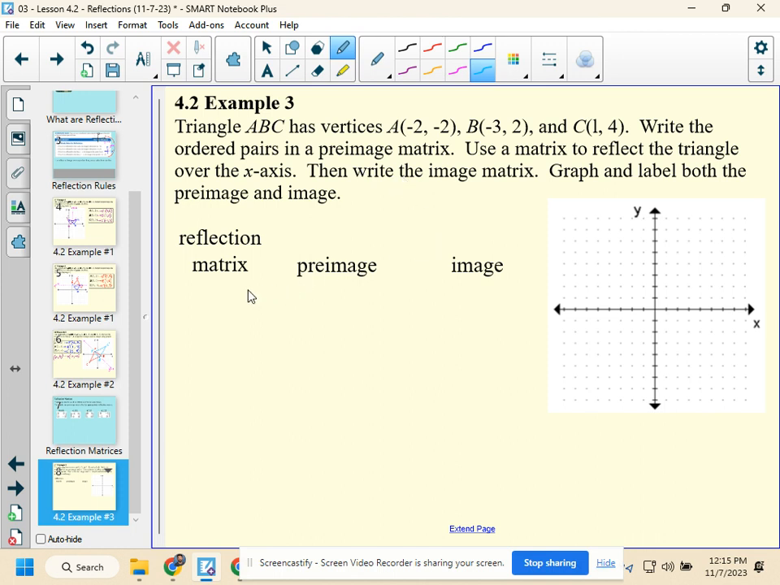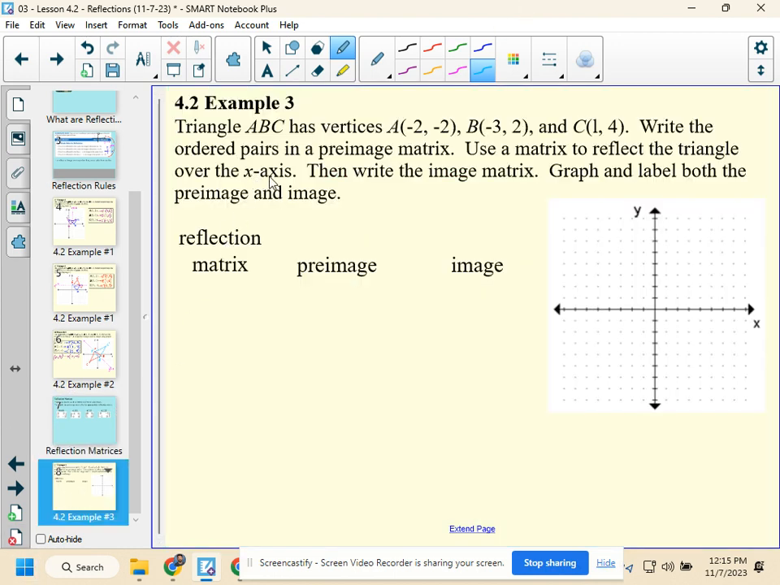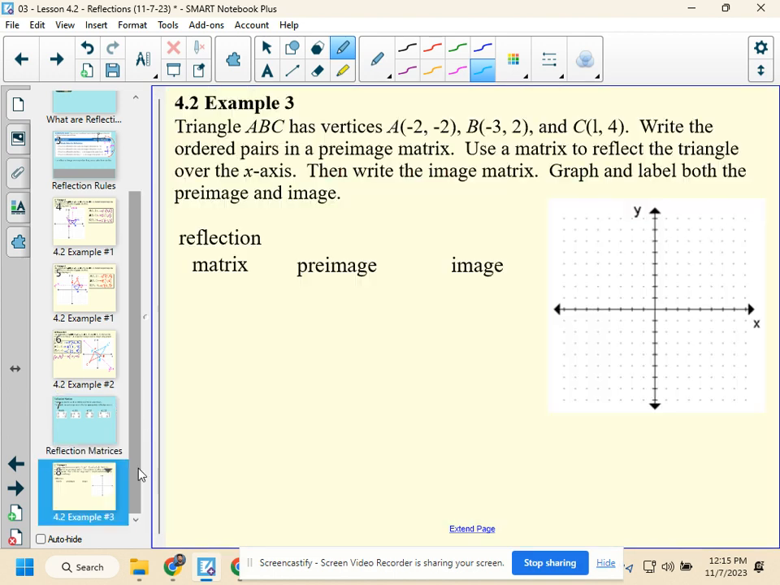I'm going to come back to my slide here and do the reflection matrix, which is right here. Which one are we doing? I already forgot, the x-axis. So I'm going to come back and grab my x-axis one, which is 1, 0, 0, -1. I'm going to write that right away. 1, 0, 0, -1. That goes here.